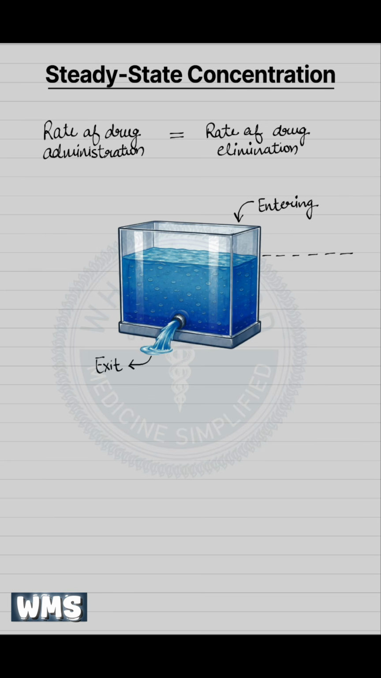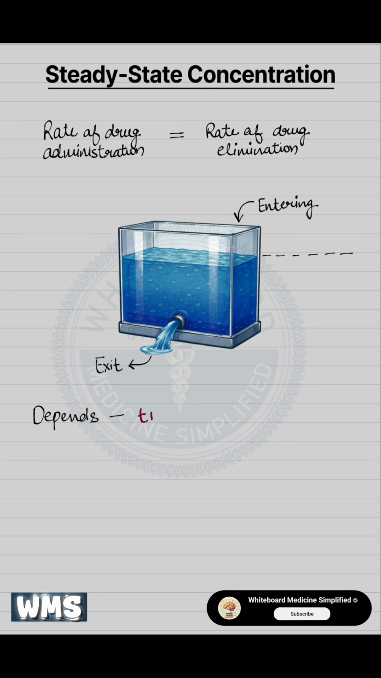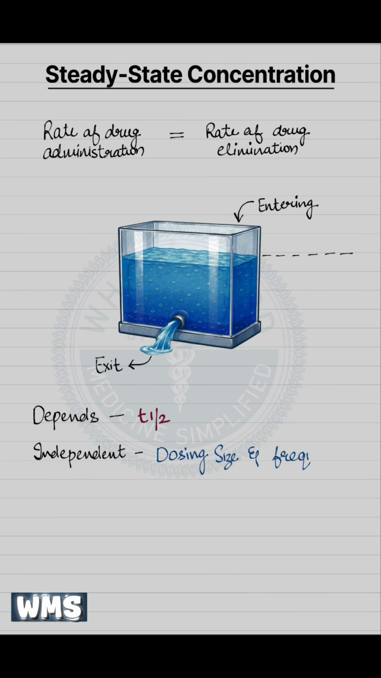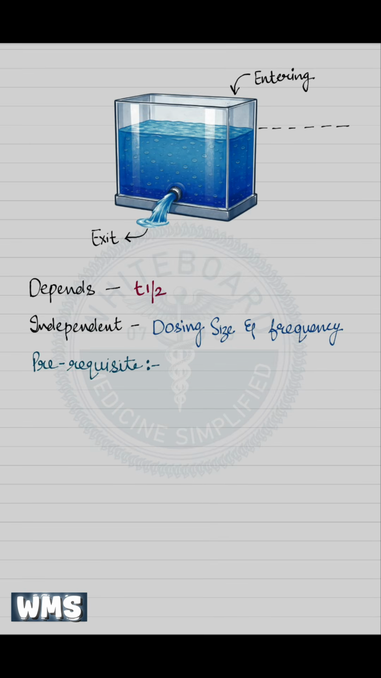First and most importantly, the time required to reach steady state depends only on the elimination half-life of the drug. It does not depend on how large the dose is or how frequently you give the drug. However, for a drug to reach steady state, there is an important prerequisite. The drug must follow first-order elimination.